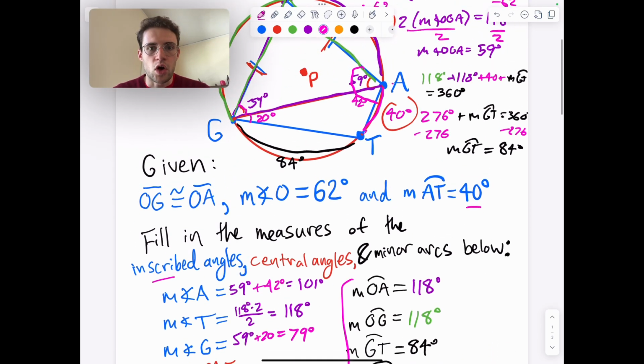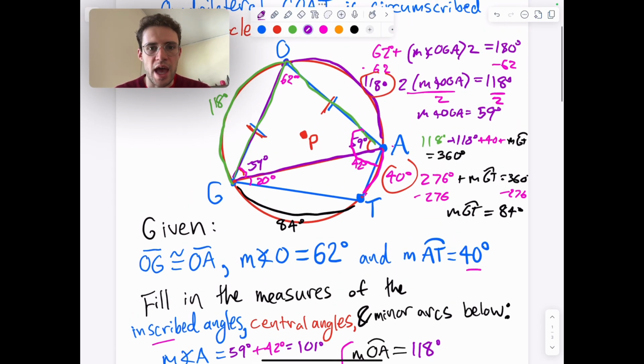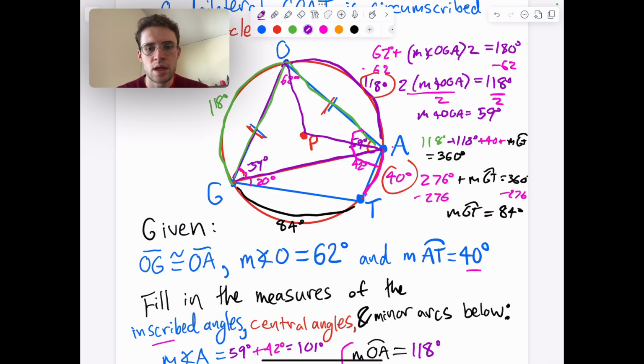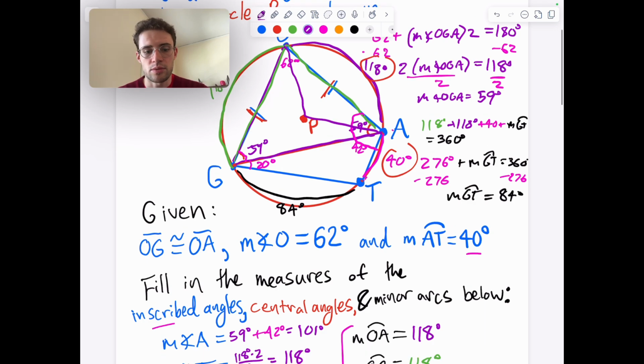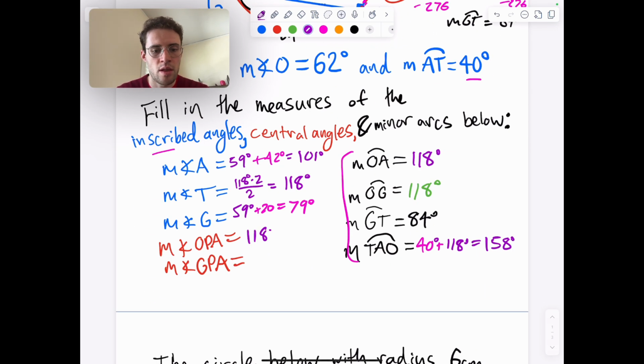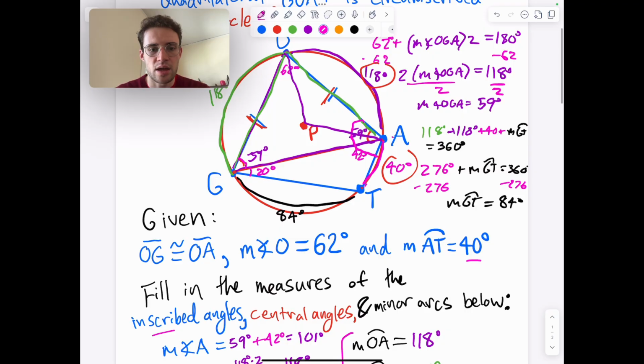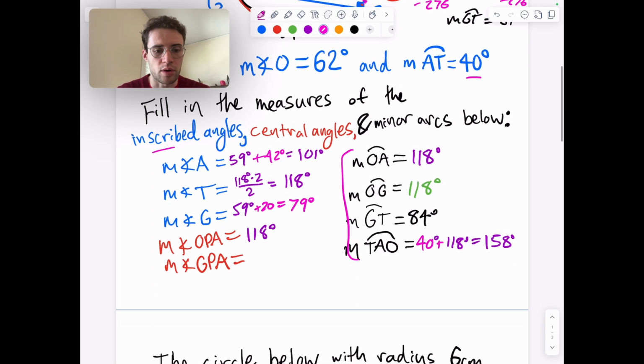All right, next we have OPA. Measure of angle OPA, that's going to be a central angle. Central angle is just equal to the measure of the arc that the central angle captures. So in this case, that would be arc OA, which is 118 degrees. Next, we have angle GPA. So that's from G to P to A here. So that includes these two arcs, AT and TG. So again, the central angle is equal to the measure of the arcs. So it would be 40 plus 84. And that gives us that the measure of angle GPA would be 124 degrees.